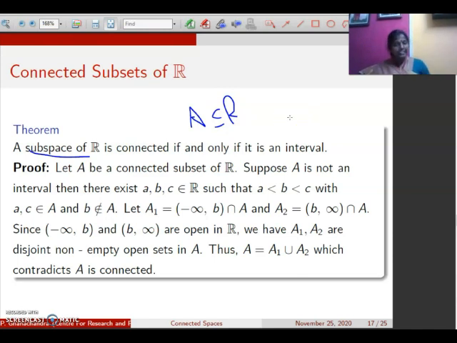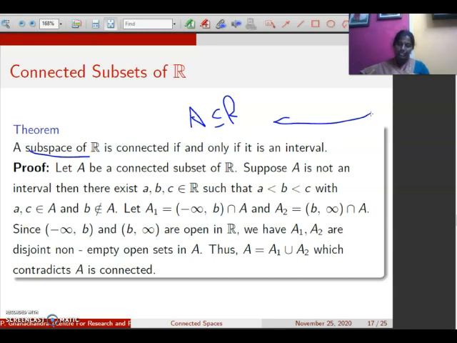So in R, a space is connected if and only if it is an interval. For that, I have taken a set A that is a connected subset of R. I have to prove that A is an interval. Suppose A is not an interval. Because R preserves the ordered field property, all the properties hold in R.